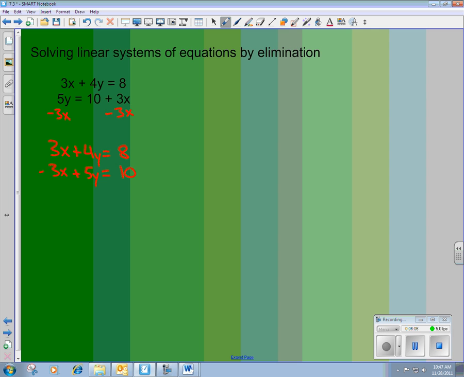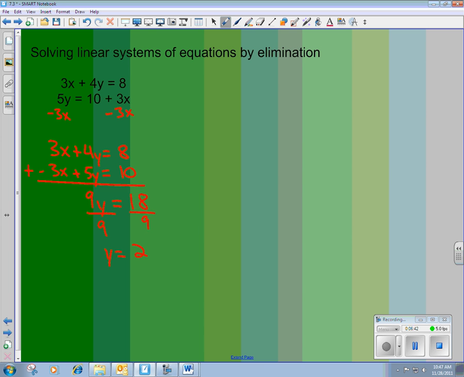All right, so in this situation, we are going to add these two together. So the 3x plus negative 3x gives you 0, so that's gone. 4y plus 5y gives you 9y, and that equals 18. So remember, I moved that negative 3x over so that I had the x's lined up, the y's lined up, and the numbers lined up. That's really key to make sure that it's like x on top, x below it, y on top, y below it, number on top, number below it. So now to get y by itself, we're just going to divide by 9, so y equals 2.